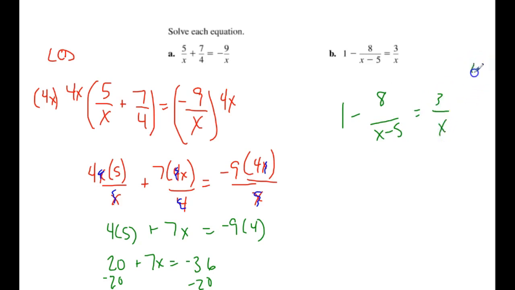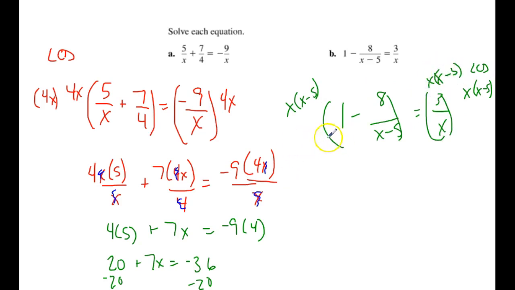So I first want to find my lowest common denominator. And since I don't see anything common here, I'm going to go ahead and multiply them together. So my lowest common denominator is going to be x times x minus 5. So now that I know that, I'm going to multiply both sides times that least common denominator, x times x minus 5. And I can multiply them through.